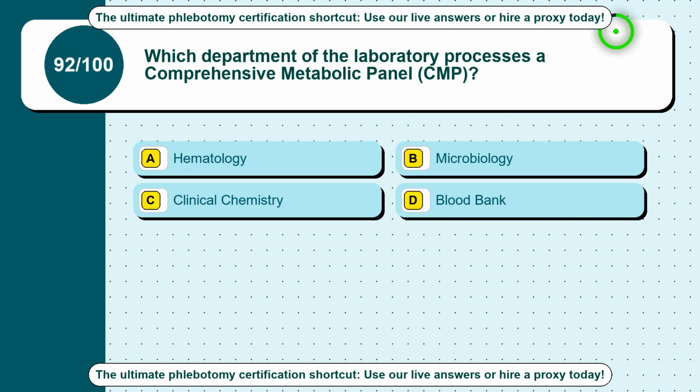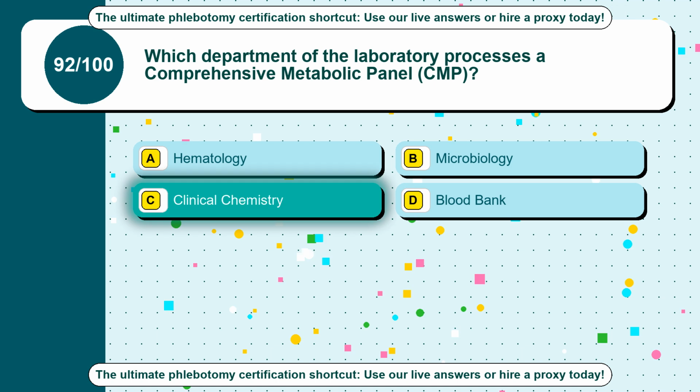Question 92. Which department of the laboratory processes a comprehensive metabolic panel, CMP? Option A, hematology. Option B, microbiology. Option C, clinical chemistry. Option D, blood bank.